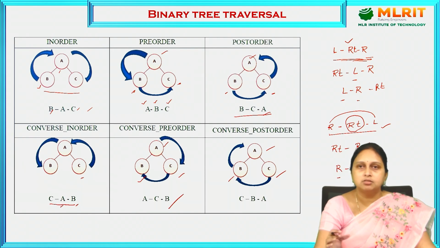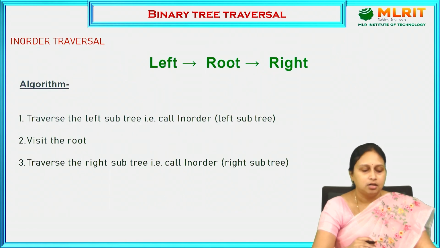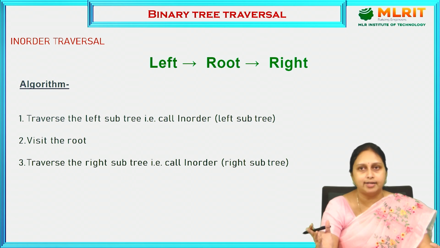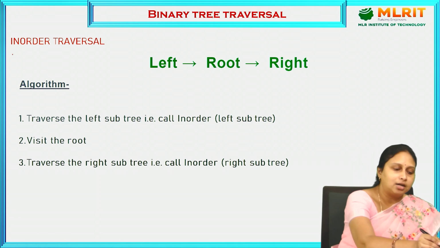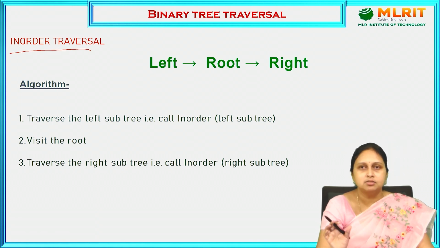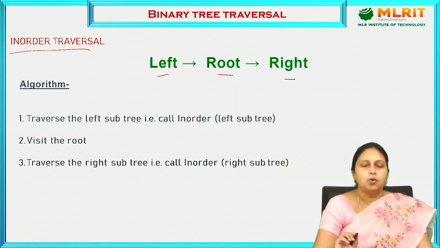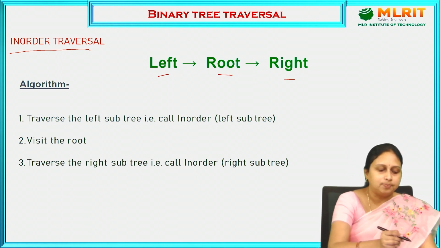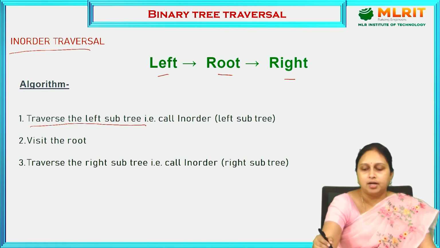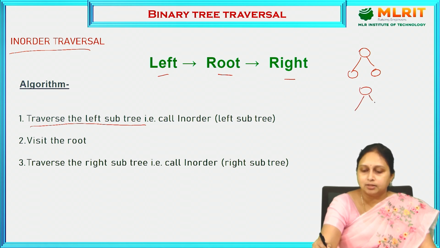In the previous case we have seen only 3 nodes, but the same algorithm will be applicable for the left subtree as well as the right subtree. Let us see the condition here for in order traversal. In order means the root should come in the middle, between the left and right subtrees. Now what is the algorithm we are going to apply? Traverse the left subtree. Previously we have seen only 3 nodes, but you may have a binary tree like this also.